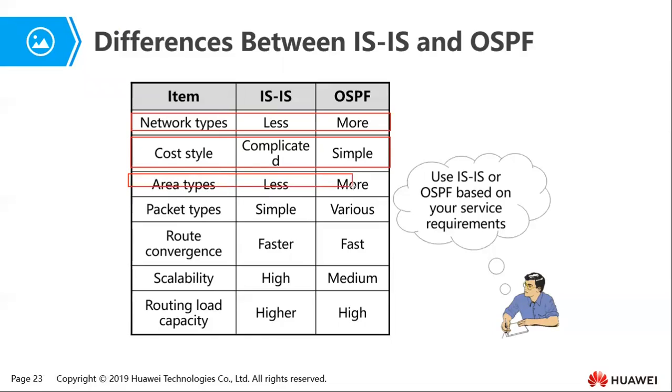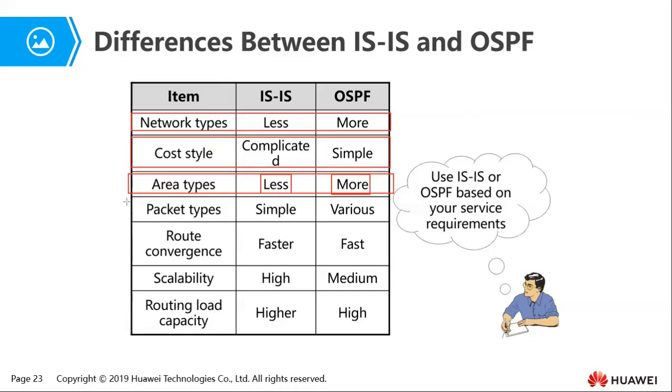Then also the area types. In OSPF, we have so many area types. We have the backbone, non-backbone. We have special areas like the stub, totally stub, NSSA, totally NSSA. But in IS-IS, we have only two area types, backbone and non-backbone, period.